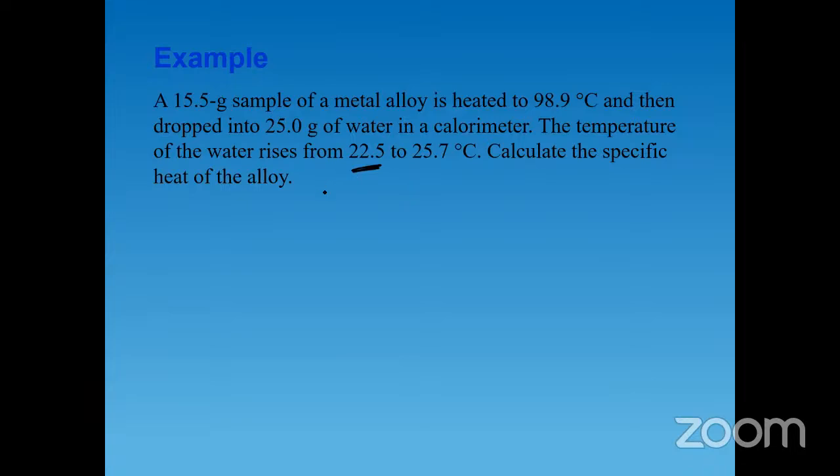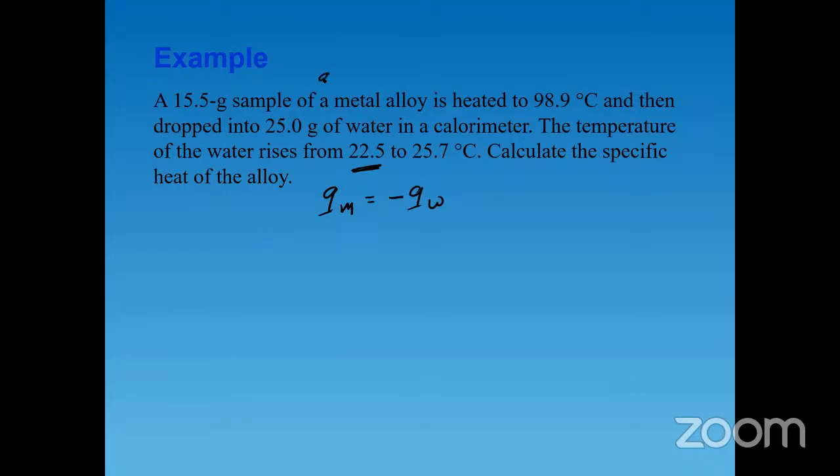So we can represent that state of affairs by writing this down. The heat change for the metal will be equal to minus the heat change for the water, right? And the reason why we have the minus sign is because the metal is losing heat, right? So as far as the metal is concerned, its heat change is negative. And as far as the water is concerned, its heat change is positive.